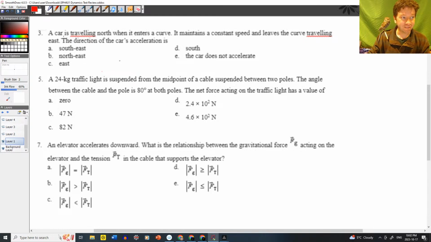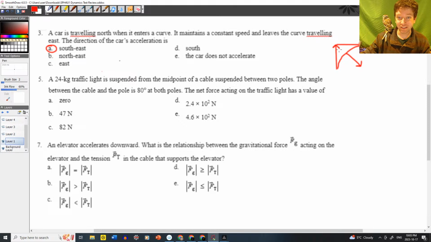So the first one here we have a car is traveling north when it enters a curve. So it's initially going north. Let's make this north. It enters a curve, it maintains a constant speed and leaves the curve traveling east. So it ends up traveling east in this direction. What is the direction of the car's acceleration? So the motion sort of looks like this. Curving, your acceleration is always directed towards the center of that curve. So that's one hint that it's going to be southeast.